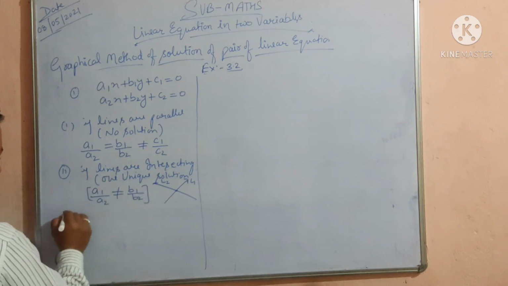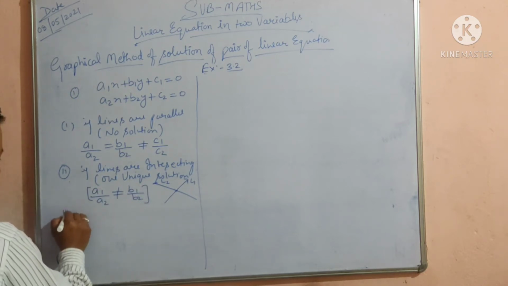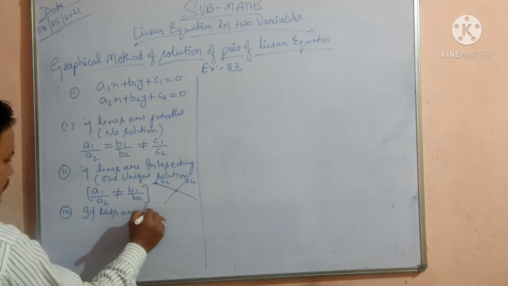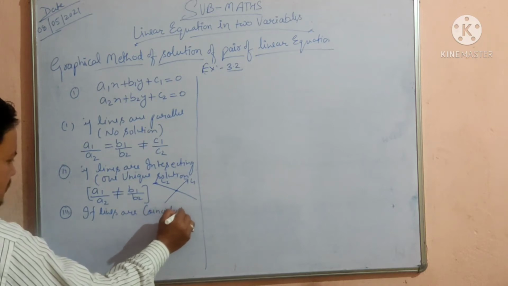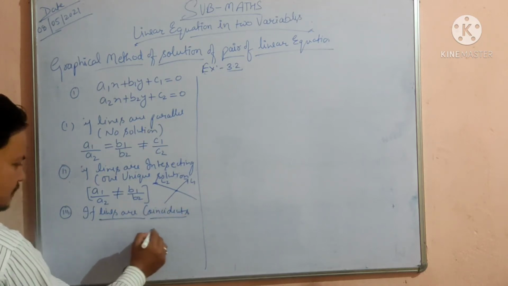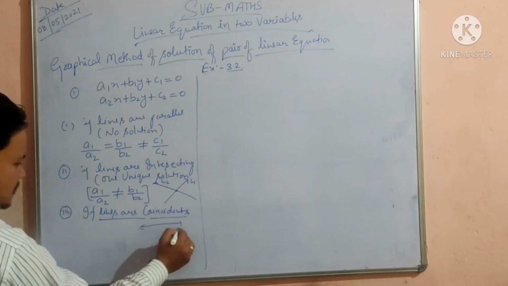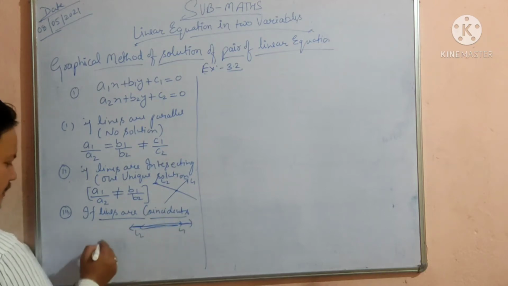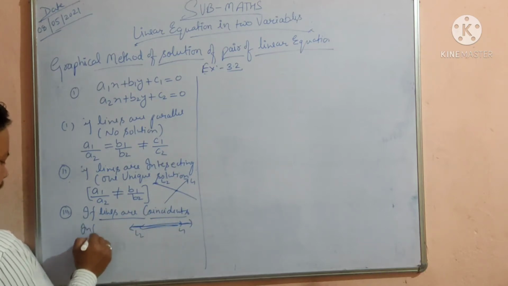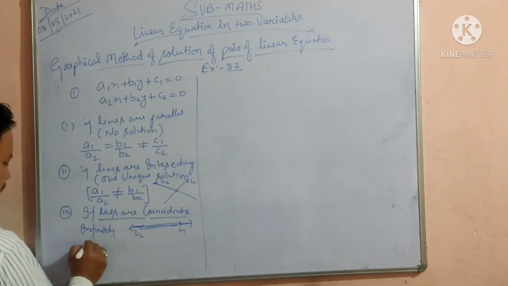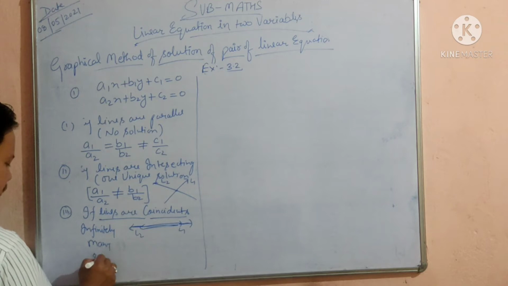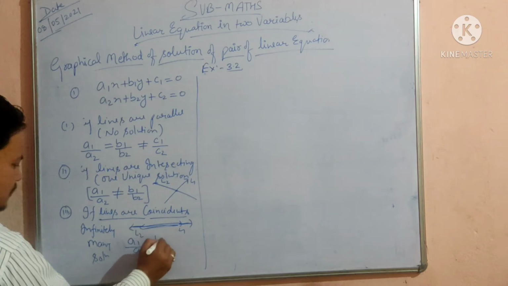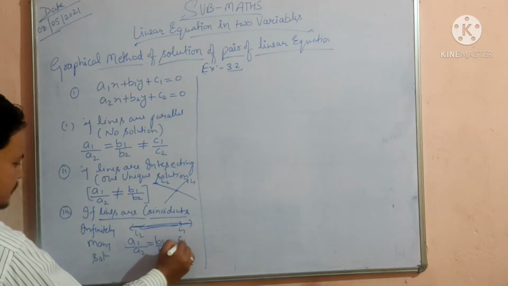And the third one, if lines are coincident, means one above another, मतलब एक दूसरे के साथ ओवरलैप कर रही है. This is L1 suppose and this is L2, एक दूसरे के ऊपर से ओवरलैप करती हुई जा रही है. तो वहां पे क्या हो जाएगा बेटा, infinitely many solutions is there. And what is the condition for it? a1 upon a2 equal to b1 upon b2 equal to c1 upon c2.